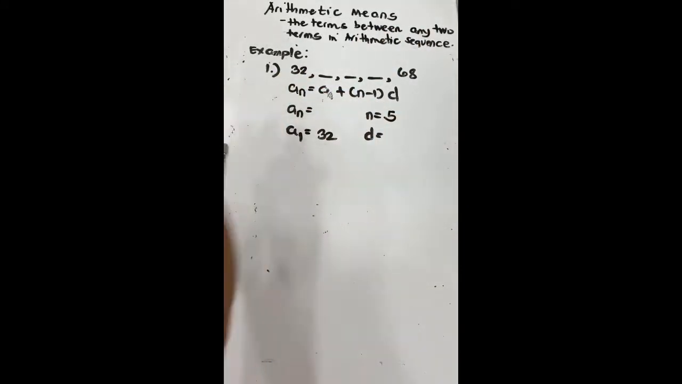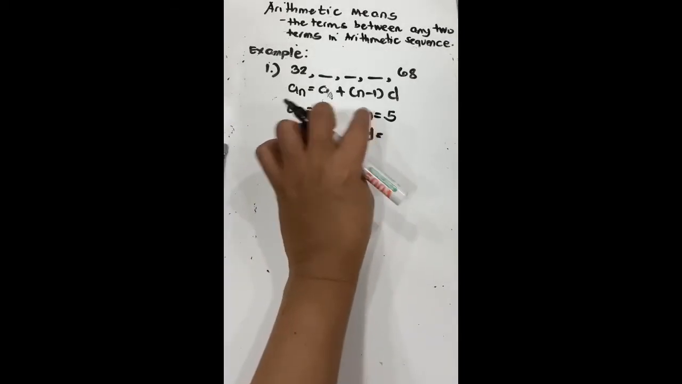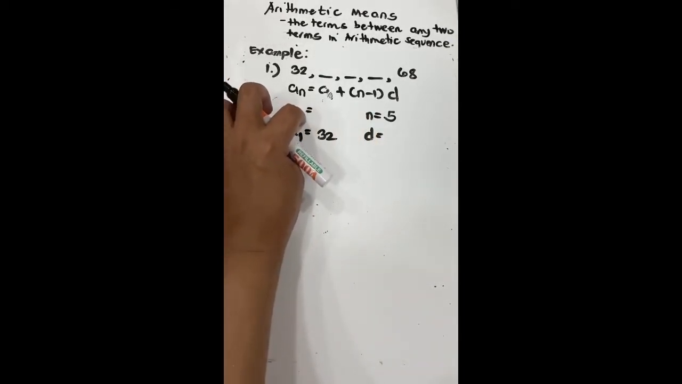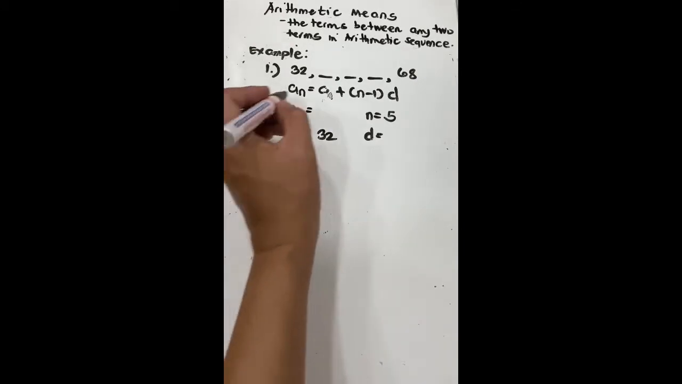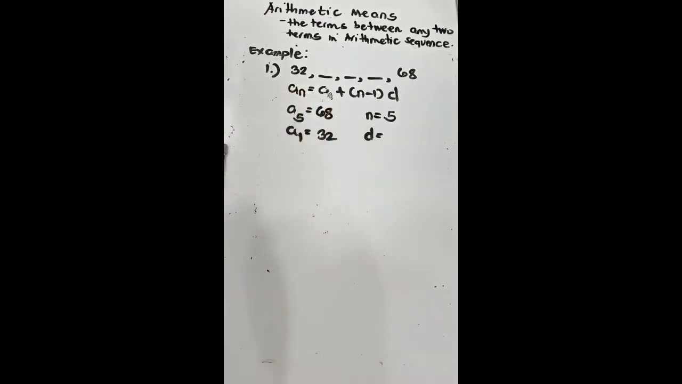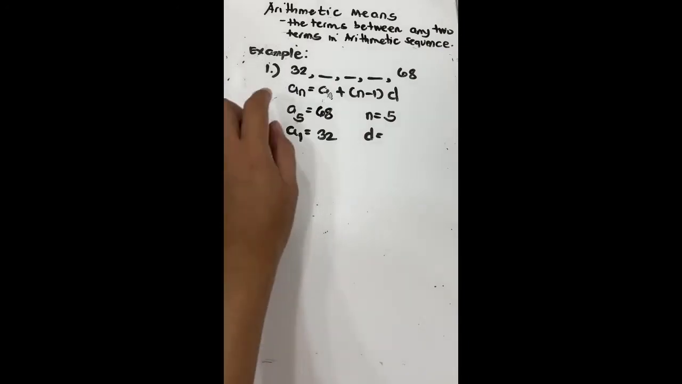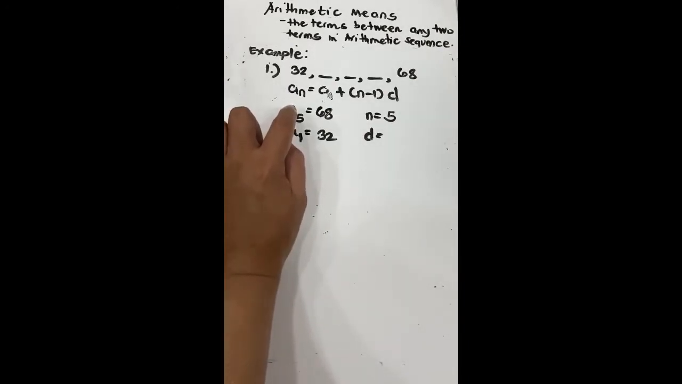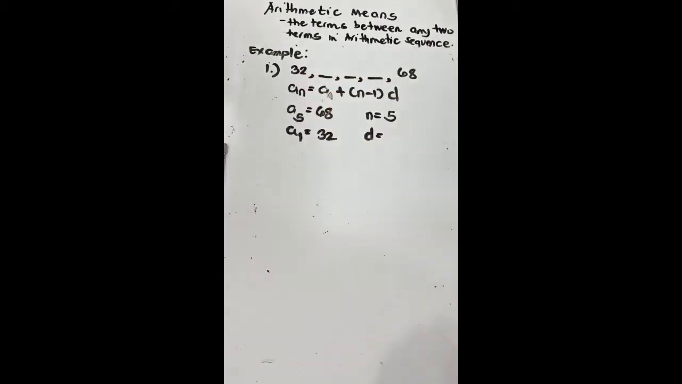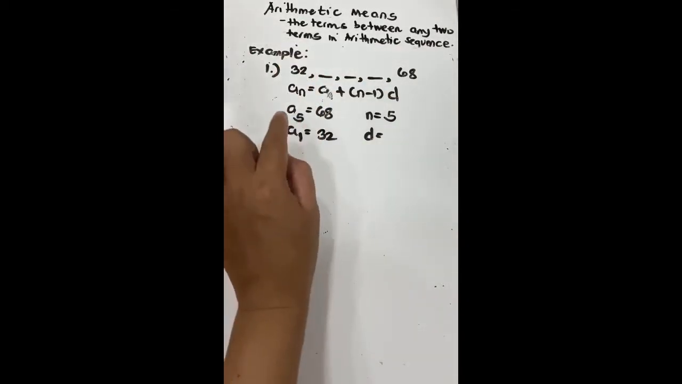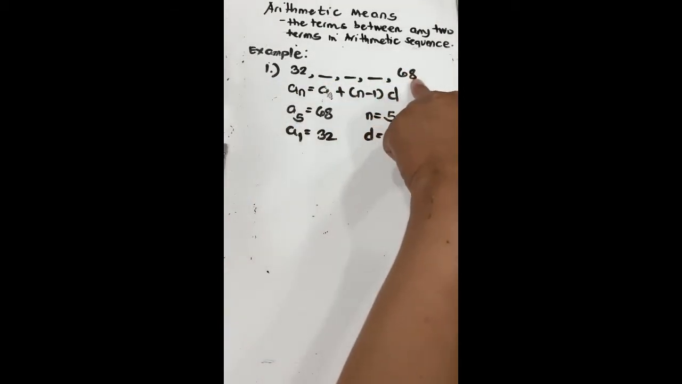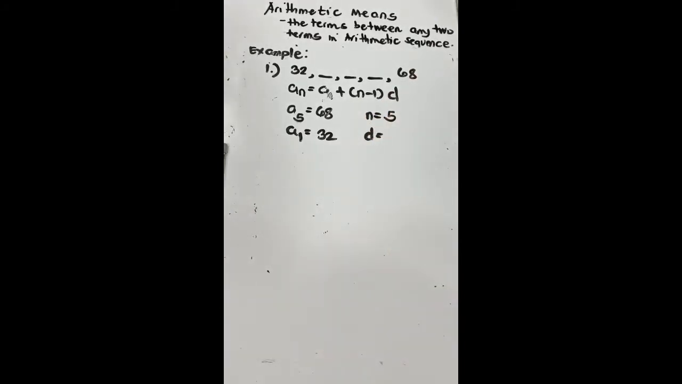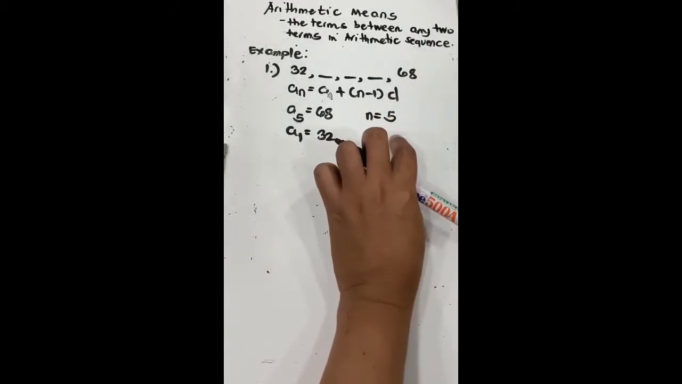Since our n is 5, so meaning to say, our A sub n is A sub 5. So, what is A sub 5? So, that is 68. So, nananotice nyo ba, class, na kapag kinukuha natin yung A sub n, lagi natin kinukuha yung last term. So, may pattern. So, that is the easiest way to get the A sub n. You always or you get immediately the last term of the sequence. And D, of course, ito yung hinahanap natin.